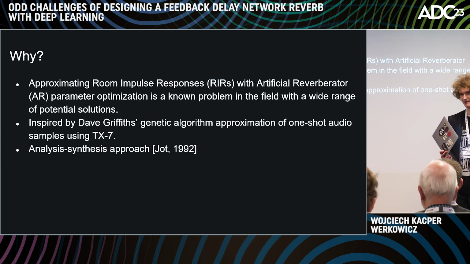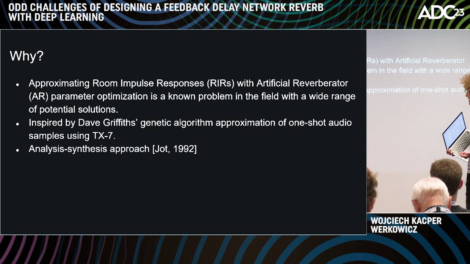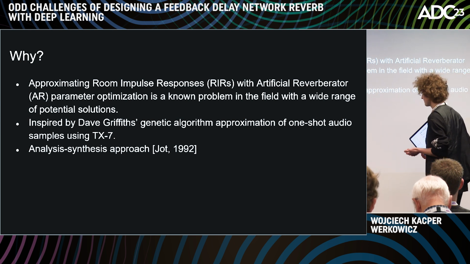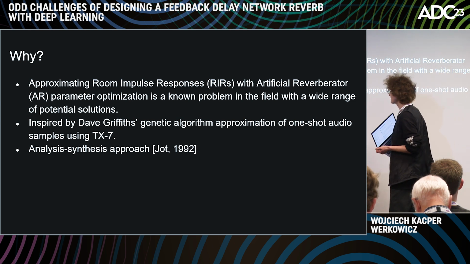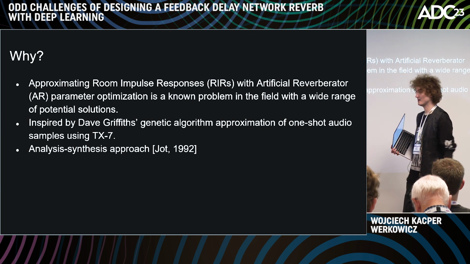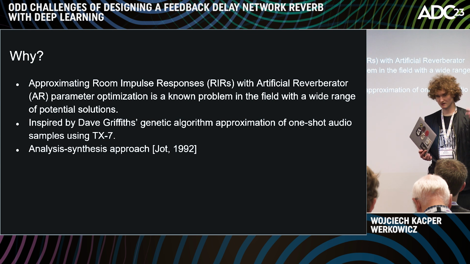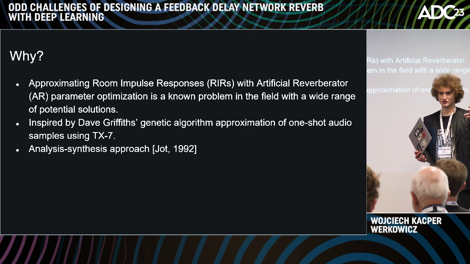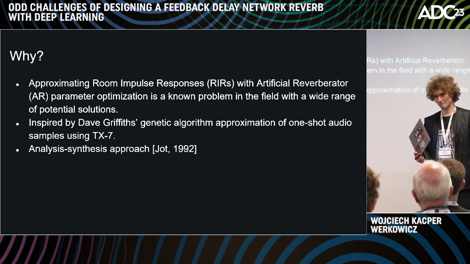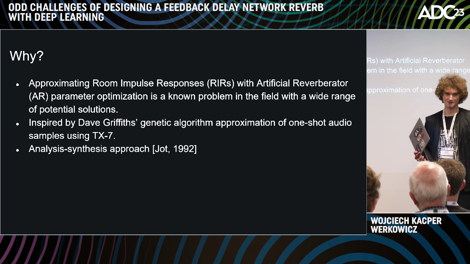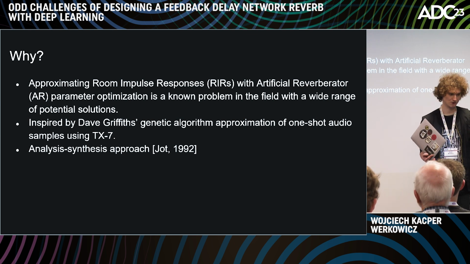Yeah, so it's a pretty known problem, I suppose, in the domain. It's been around for a long time. So I guess one of the early takes on it is Jot's paper on analysis synthesis, right? So you analyze a room impulse response, and based on that, you try to get the parameters for the feedback delay network to synthesize. Well, you put an impulse through it, right? And then you end up having a room impulse response that is somehow synthesized to be as similar as possible to the target.